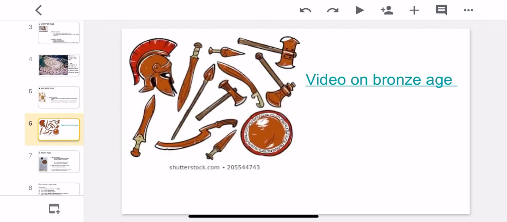So here we have some pictures of the types of weapons. This is a picture that shows you some of the weapons that were created using bronze. And here is a video on the Bronze Age that I'd like you to watch.